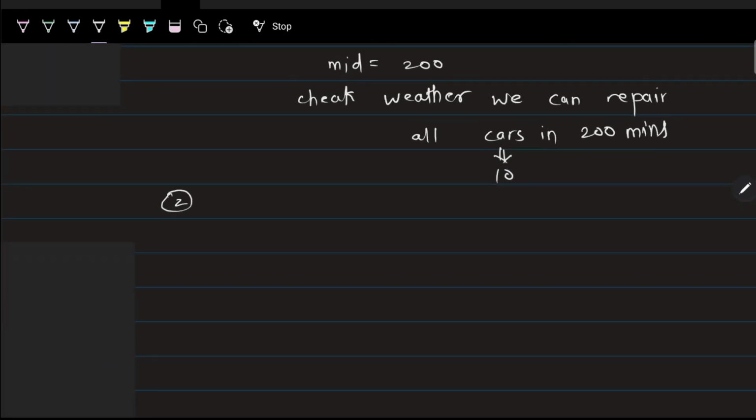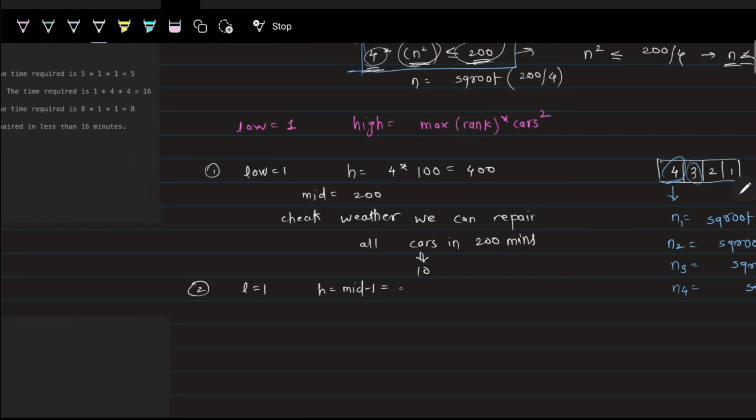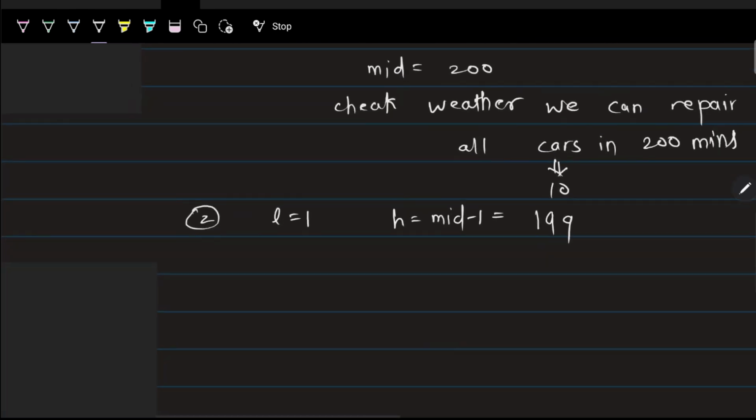So I will shrink my range now, right? So what is my low again? My low will be the same, because if I want to shrink a range, I have to shrink my high. Now my high would become mid minus 1. Make sense? What is my mid in the previous case? 200. So 200 minus 1, that is 199. Now what is my new mid? My new mid will be 1 plus 199 divided by 2, which is 100.